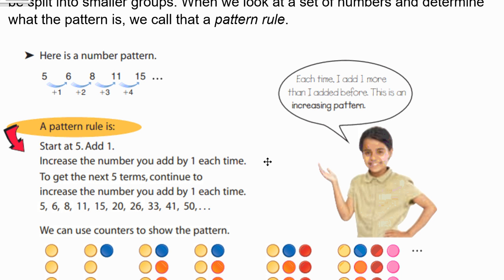So to get the next 5 terms, I would continue to increase the number I add by 1 each time. So I'd add 4, and then add 5, and then add 6, and then add 7, and then add 8. And whatever I get, I would just continue that pattern.